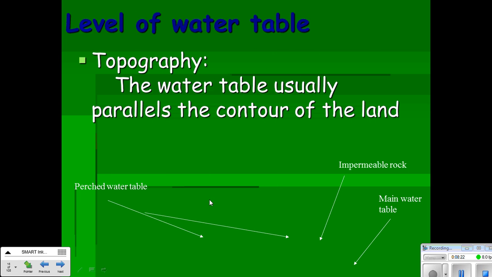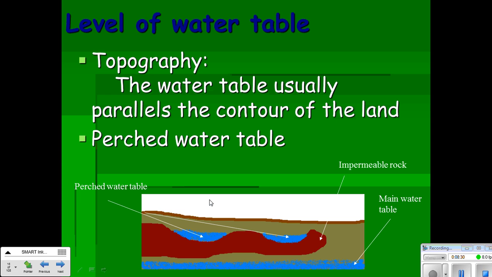The topography. The water table usually parallels the contour of the land. And here we've got a picture of what's called a perched water table. Here's the top of the land. Here's the main water table, and the only way the water is going to get up into this area because of this impermeable layer is when you have a whole lot of rain and it sort of floods a little bit. The water table is going to come up and rise and rise and rise, and then you get water here. And then when the water table goes back down, this is going to go away if you drill a well into it because it's under that impermeable layer.